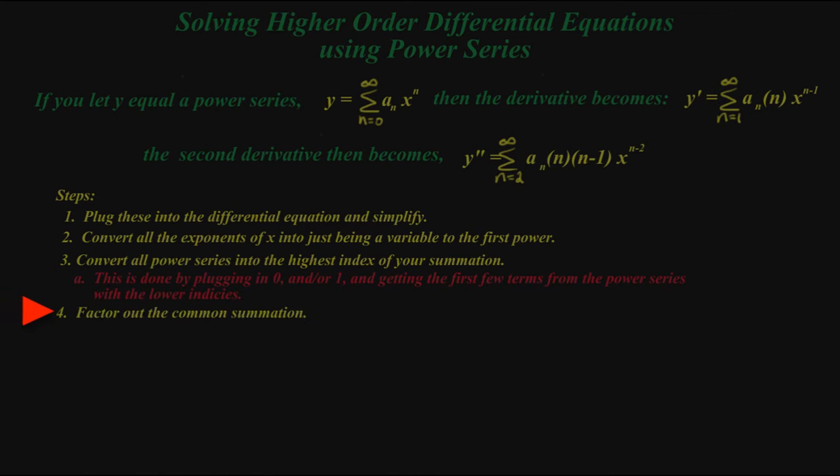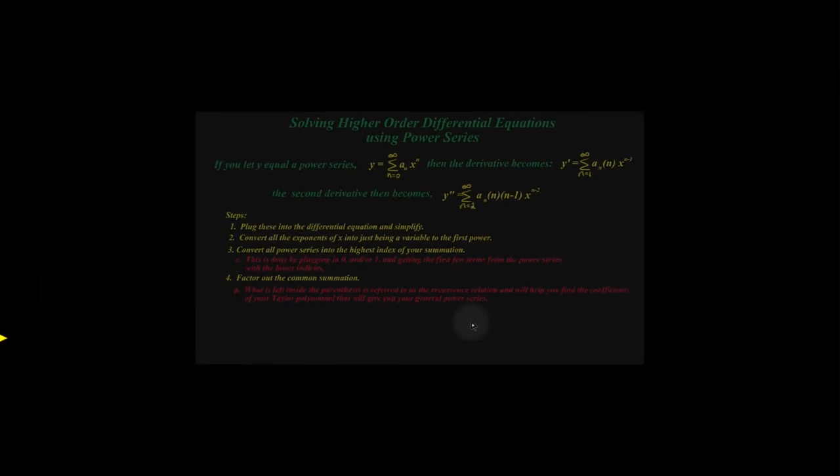So then at that point, you're going to factor out that common summation, x to the k, and what's left behind is going to be referred to as your recurrence relation. The recurrence relation, when we factor out the common summation of x to the k, will give you the coefficients of your expanded Taylor polynomial.